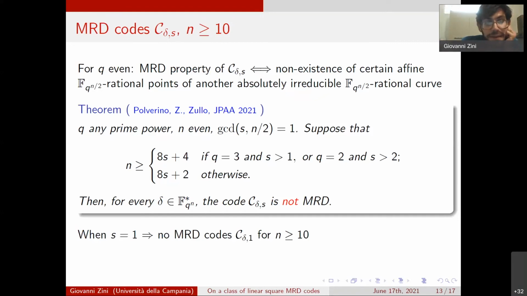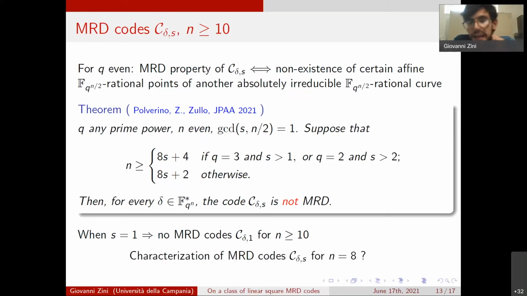Note that when S equals 1, it is enough to take n greater than or equal to 10. So for S equal 1, the larger n from 10 on are completely worked out. Well, what about the remaining case for a smaller n? In particular, can we give not just sufficient but necessary and sufficient conditions for the MRD properties in the case n equal 8?